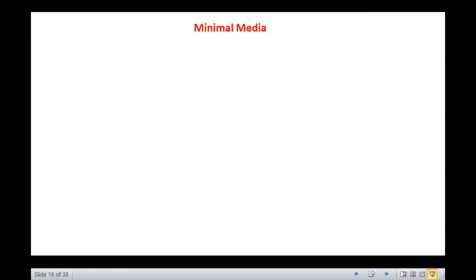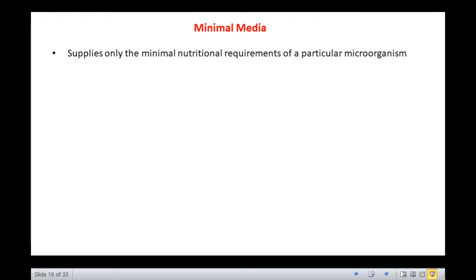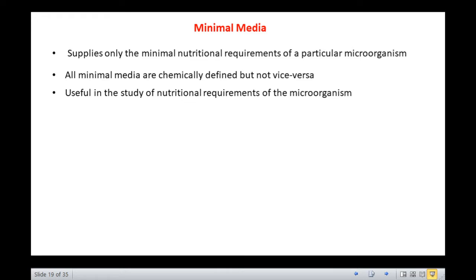The first is minimal medium. Minimal medium is a medium which supplies only the minimal nutritional requirements of a particular microorganism. All minimal media are chemically defined but not vice versa. Minimal media are useful in the study of nutritional requirements of the microorganism.